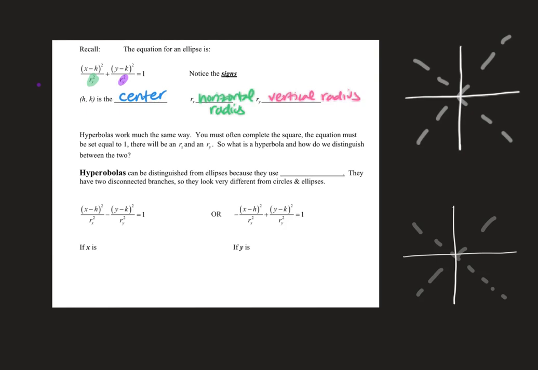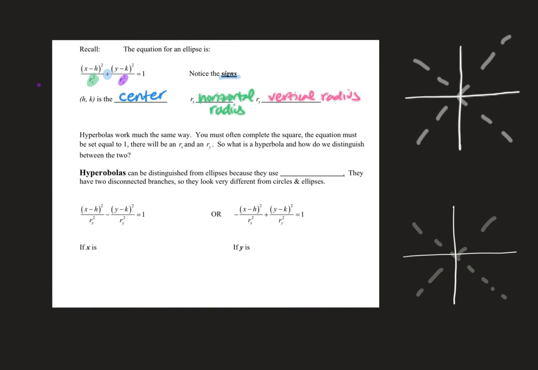If we take a look at hyperbolas, it helps to look back to ellipses. And if we notice the signs in our ellipse, you can see that the x squared portion and the y squared portion are separated by a plus sign, an addition sign. H and K are still the center. R sub x is the horizontal radius, and R sub y is the vertical radius.